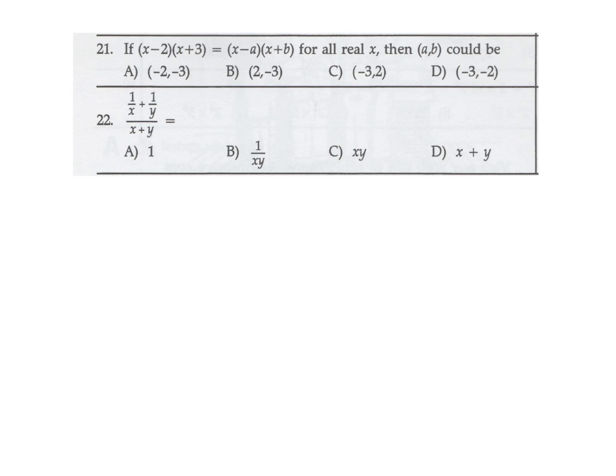If x minus 2 times x plus 3 is equal to x minus a times x plus b, for all real x, a, b could be... All right.